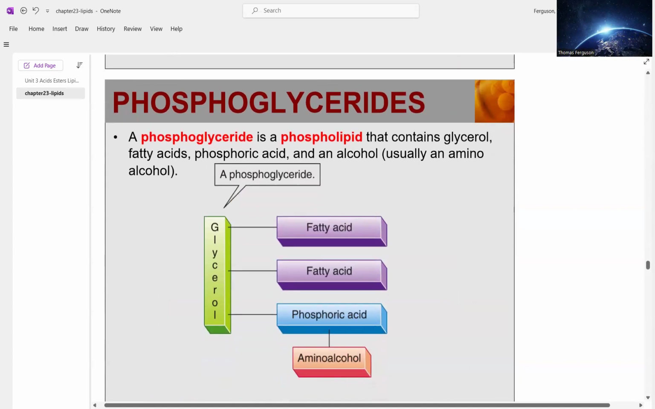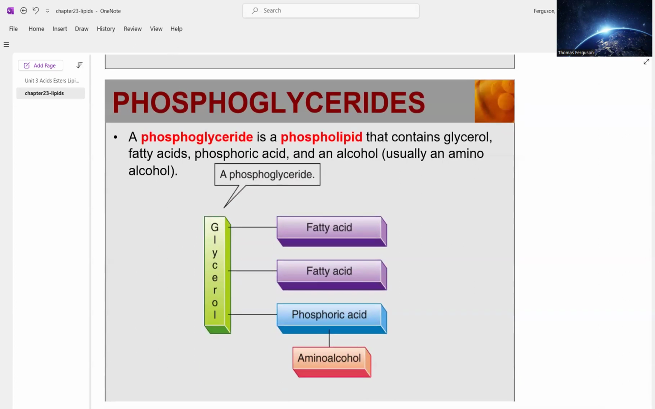Now, a phospholipid looks very similar to a triglyceride, only instead of having 3 fatty acids, one of the ester bonds is with phosphoric acid and an amino alcohol, like choline or something like that. So this is an ester, and that's an ester.